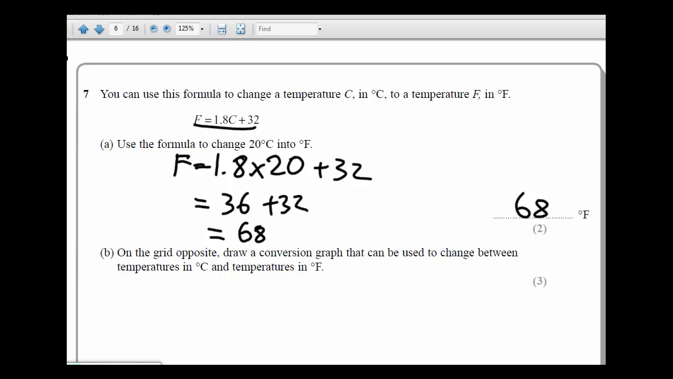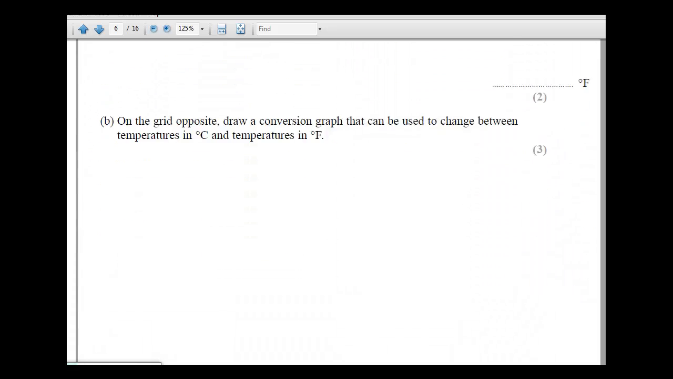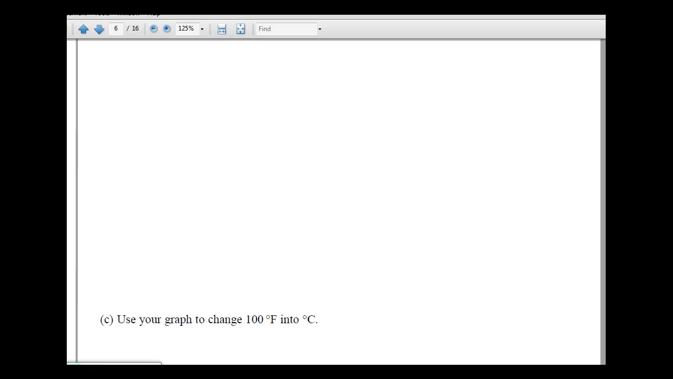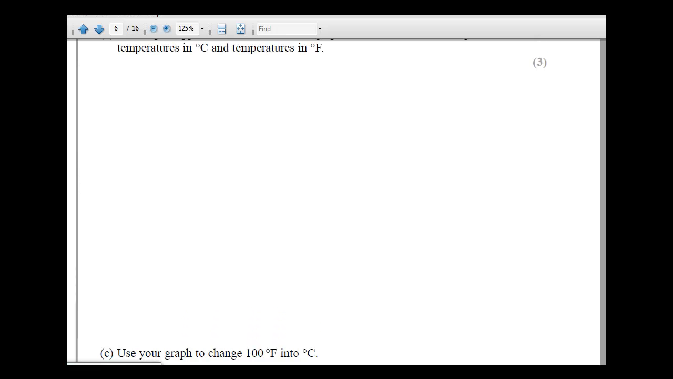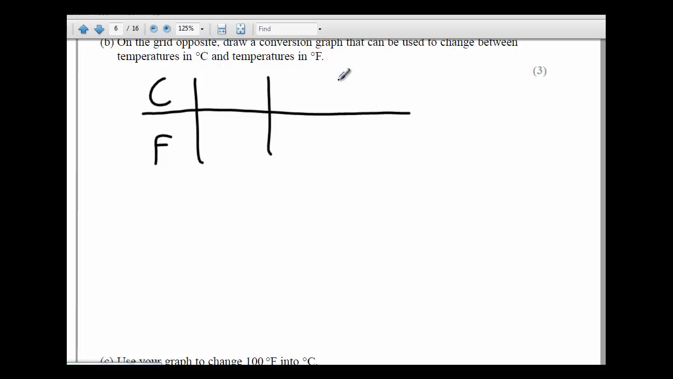Okay, so next I want to be able to use this information in order to plot a graph. Now the first thing I want to do, before plotting my graph, is to set up a table of values. So we're going to have two rows, temperature in centigrade and Fahrenheit, and we're going to pick some convenient values.